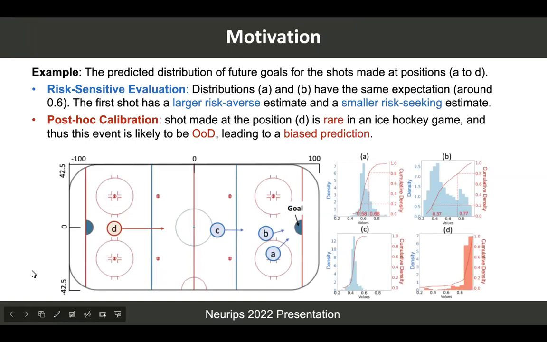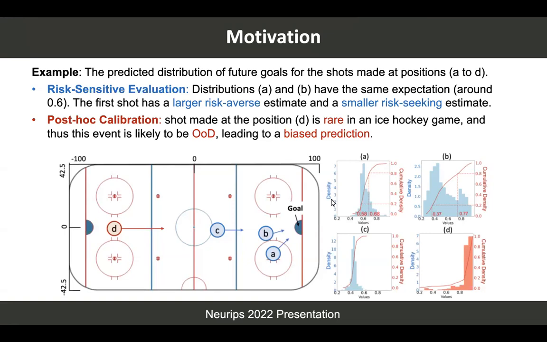Okay, so here is a motivating example. The picture at the bottom on the left-hand side is the playground of ice hockey. Here we extract 4 locations from our data set, which are marked as ABCD circles on the picture. In all of these 4 locations, the player takes the shot action. So they shot the puck to the goal.